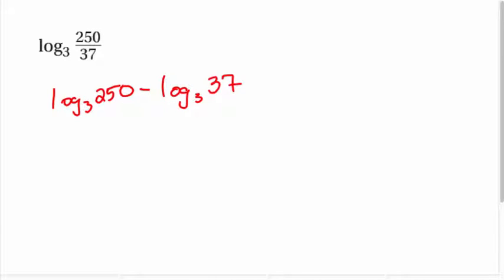Next example. This is going to be log base 3 of 250 minus log base 3 of 37. And there's my answer.